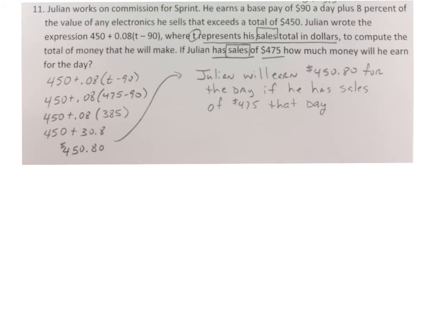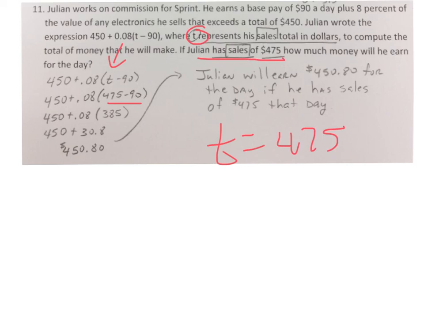This last question is a very simple question. It kind of tells you that T represents his total sales. The last sentence says, hey, Julian had sales of $475. So you should automatically know that T is $475. Okay? So we're going to plug $475 in for T, and it goes right there. Well, when I do that, order of operations says I do parentheses first. That comes out to $385.